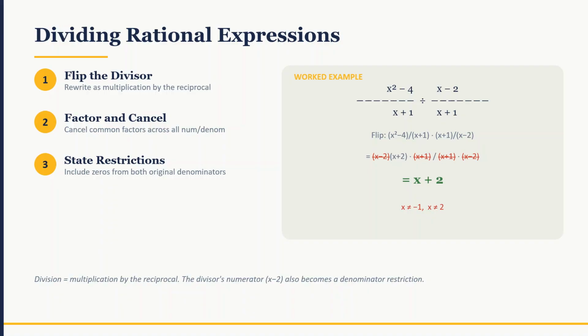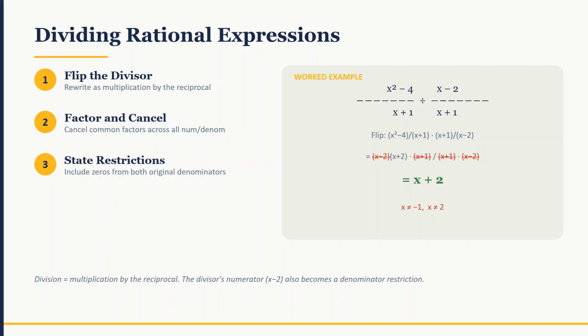Step 2. Multiply. (x squared minus 4) over (x plus 1) times (x plus 1) over (x minus 2). Factor x squared minus 4 as the quantity (x minus 2) times the quantity (x plus 2). Now we have (x minus 2) times (x plus 2) over (x plus 1) times (x plus 1) over (x minus 2). Step 3. Cancel.